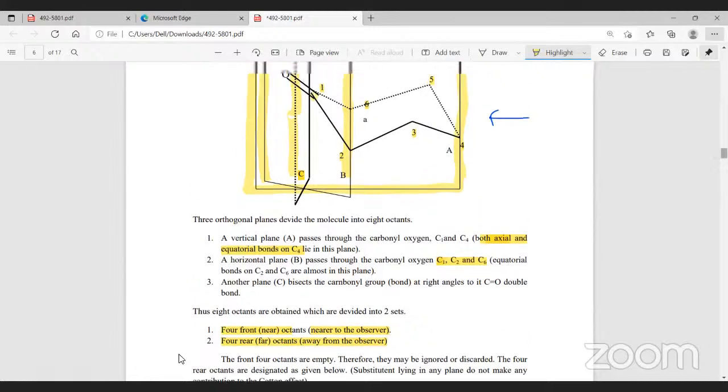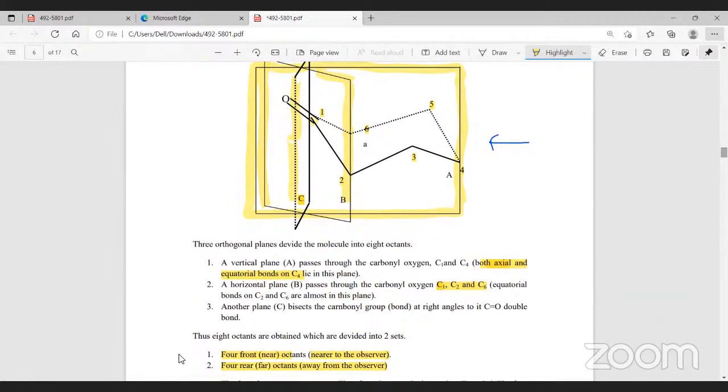So we have to take a screenshot of this page. It is a 3D diagram. Here plane A passes through the carbonyl oxygen, that is C1 and C4, and plane B passes through C1, C2, C6. Another plane bisects the carbonyl. These 8 octants are divided into 2 sets. Set 1 is the front or near octants, and the second is the rear or far octants, away from the observer.